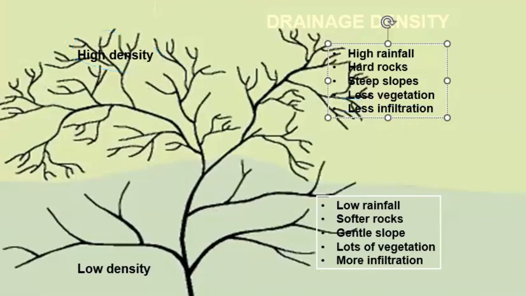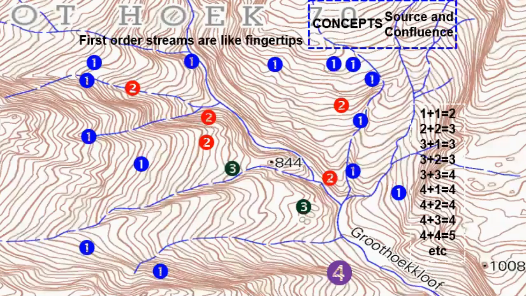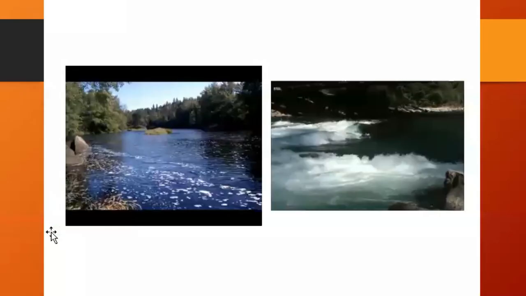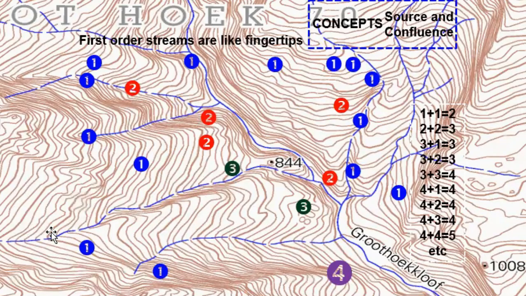We continue and look at another area. Another area that I want us to look at is what we call stream ordering. Stream order means that we're looking at how the tributaries exist in the drainage basin.